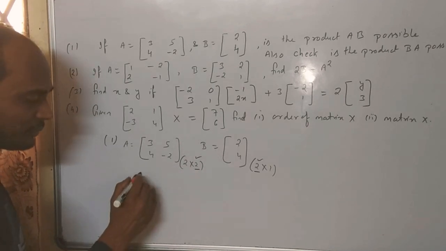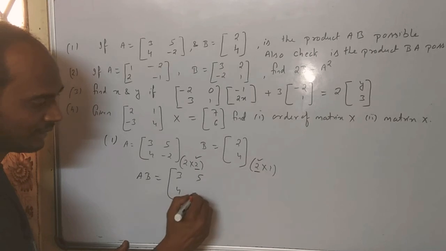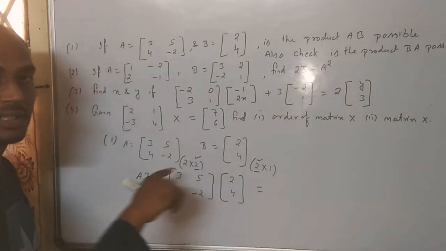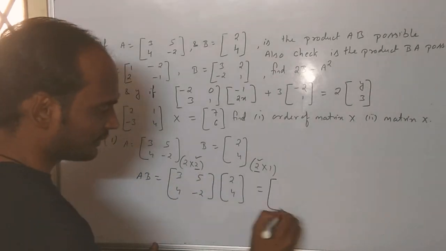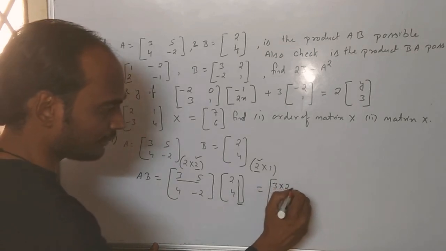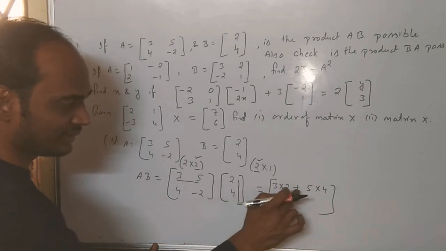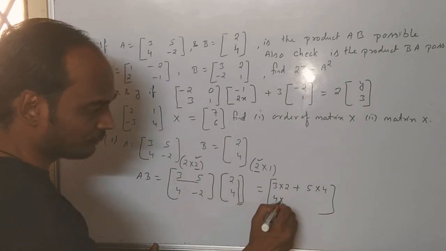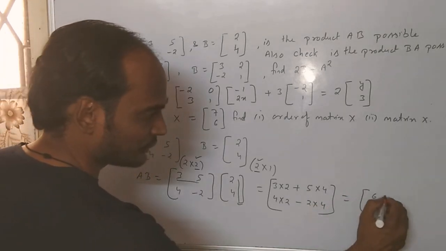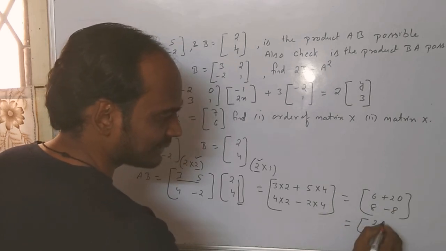So the product AB is possible, and we will find AB: 3, 5, 4, minus 2 multiplied by 2, 4. As we know, the multiplication is done row into column. So this first row will be multiplied with this column. So 3 into 2 plus 5 into 4. First one with first, second one with second, and they are added. So 4 into 2, then minus 2 into 4. So the answer is 6 plus 20 and this is 8 minus 8. So that means 26, 0.